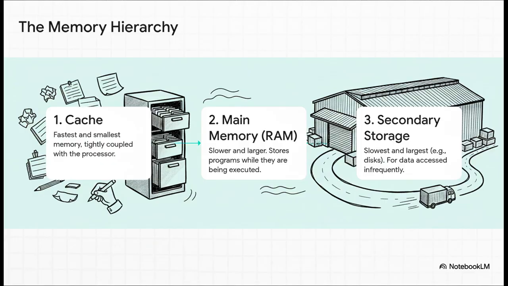There's this whole hierarchy, and it's all about trade-offs. Think of cache as the sticky notes on your desk. Super fast to grab, but you don't have a lot of space. Main memory, or RAM, that's like your office filing cabinet. It's bigger, but it takes a little longer to find stuff. And then secondary storage, like your hard drive. That's the giant archive warehouse downtown. It holds everything, but it's the slowest to get to. It's this constant balancing act between speed, size, and of course, cost.